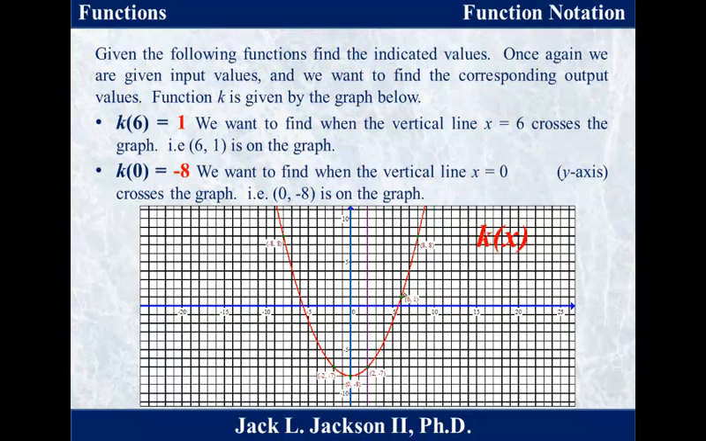K of 0 is -8. So I take all the points where x is 0, that's the y-axis here, and look and see where that crosses the graph, which is just once, because remember, this is going to pass the vertical line test if it's a function. If it's not a function, I wouldn't be using this notation. And it crosses at 0, -8, so the answer, k of 0, is -8.